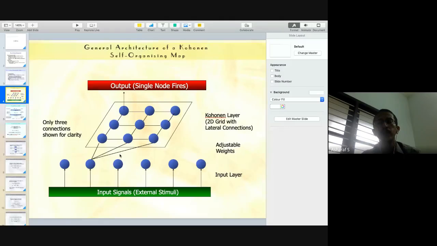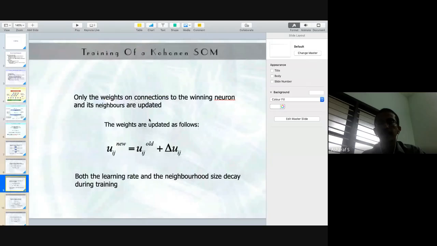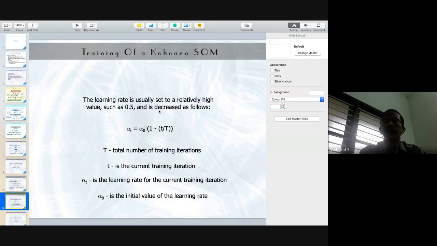And the interesting part is, you don't just update one neuron. When you present an input to the 2D layer and one of the neurons becomes the winning neuron, you don't just update the weight of the winning neuron, you also update the weights of the neurons near to it. It's called the neighborhood. How you decide the neighborhood is an interesting aspect. You can read here, the winning neuron and its neighborhood are updated.